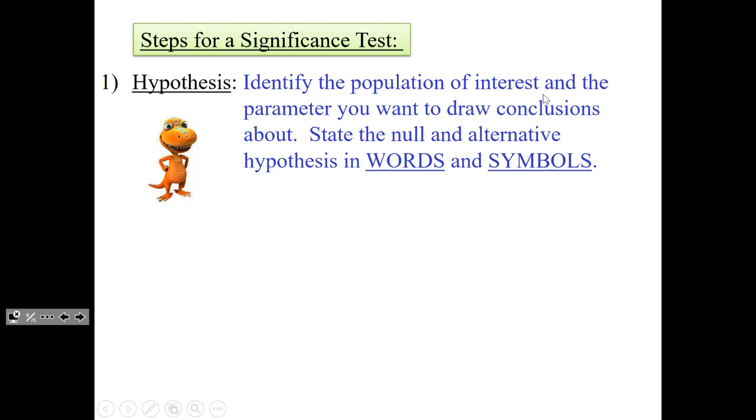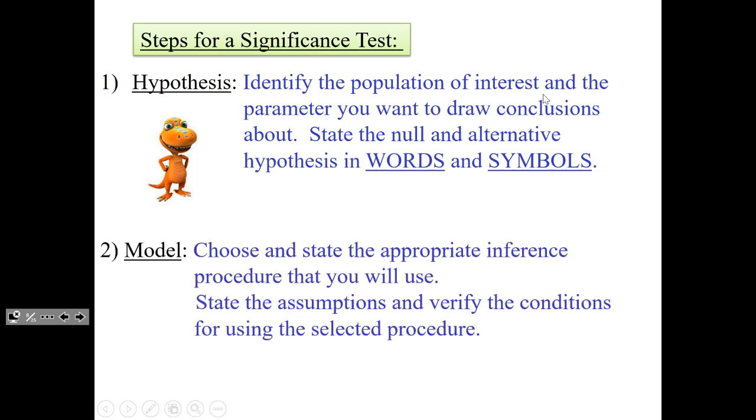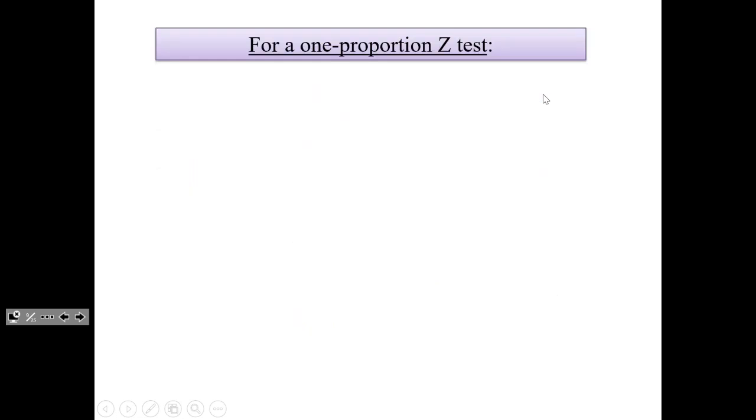Now, there are some steps for how we're going to run this. We're going to come up with our hypothesis first. We're going to identify the population of interest, identify the parameter we want to draw conclusions about. And then I have to state the null and the alternative in both words and symbols. Now choose and state the model I'm going to use to make my inference. I have to state the assumptions, verify the conditions to validate those assumptions for that procedure. As of right now, we're only going to have the one model, the one proportion z-test, but we will have more we're going to add later.